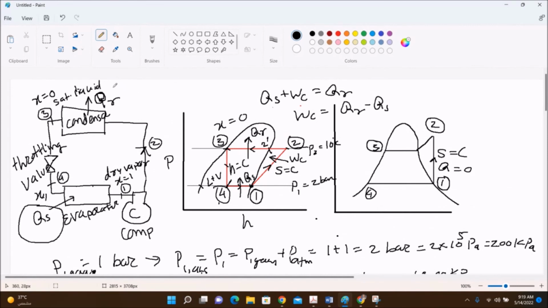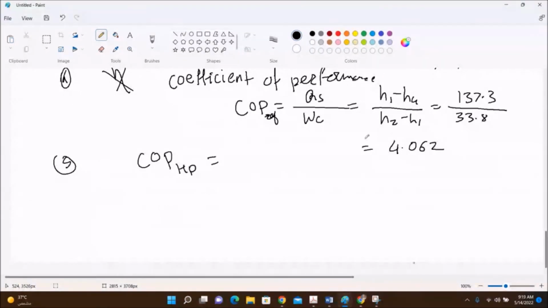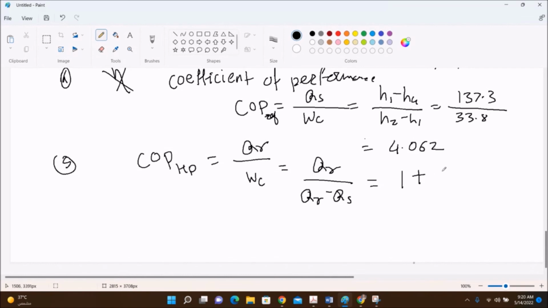So here the desired output is QR and the input is WC. So COP of heat pump is QR by WC. Okay, so WC is equal to QR minus QS. This is nothing but 1 plus COP of refrigeration. How? Now I will show you this formula.